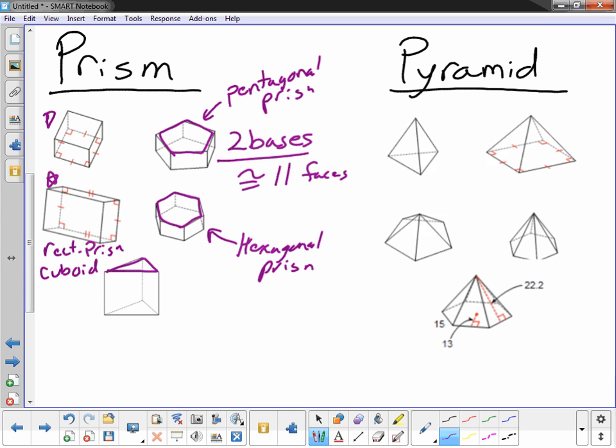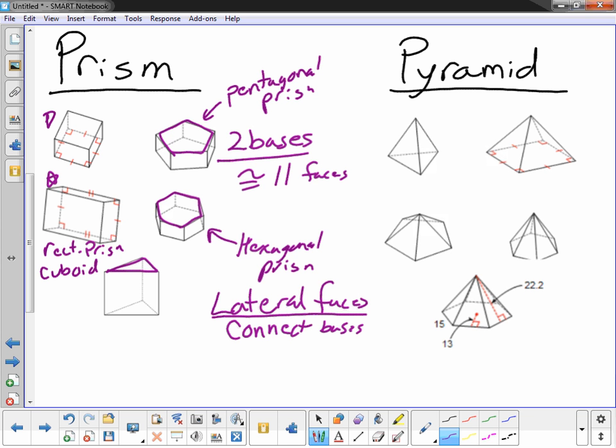All the other faces are either going to be rectangles, if it's a right prism, which means that the lateral faces are perpendicular to the bases, or they will be parallelograms if they are kind of askew. All those other shapes are called lateral faces. They're the ones that connect the bases, and typically they're rectangular in shape when we have a prism.